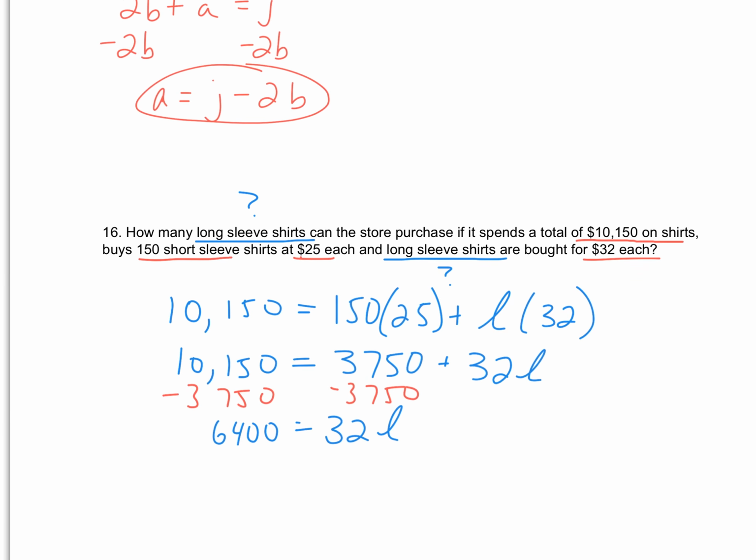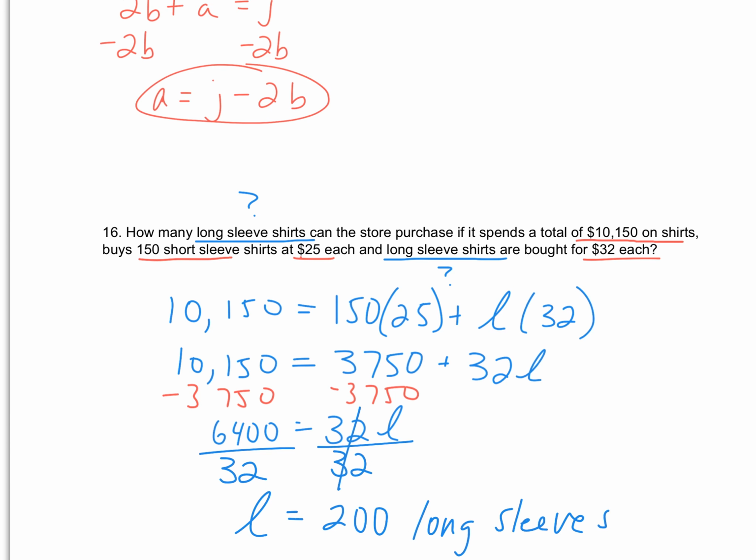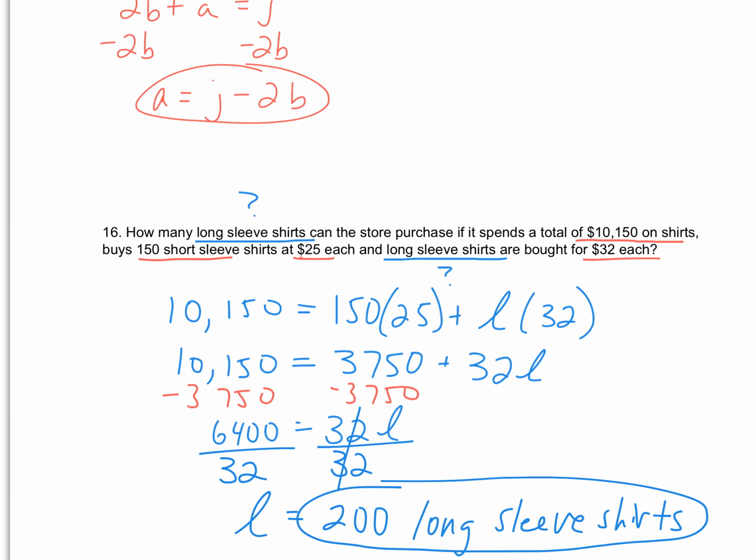From there, divide both sides by 32. And the number of long sleeve shirts is 200. So I'll put it back in terms of the question. You need 200 long sleeve shirts is how many that the store will purchase.